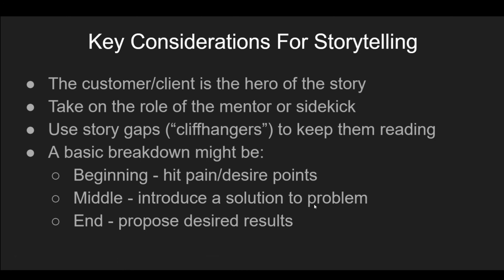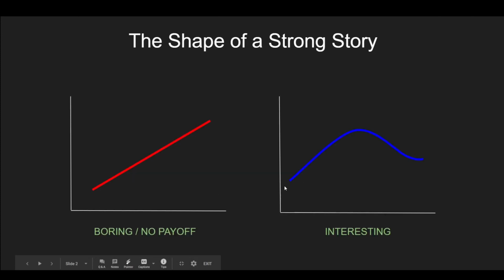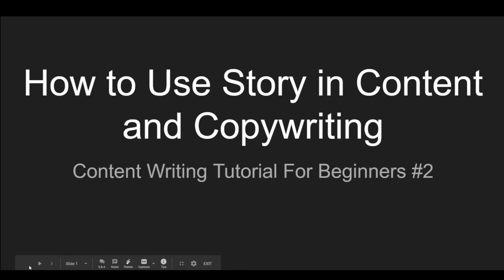And this is a really simple kind of representation of this shape, right? Beginning, middle, end. And that's kind of like a standard 3-act story. You can break that down into 5 acts if you want. There's a lot of different ways that you can do it. But that is basically how to use story in content and copywriting.